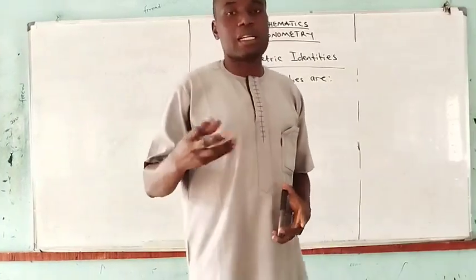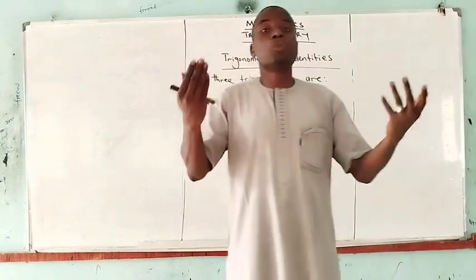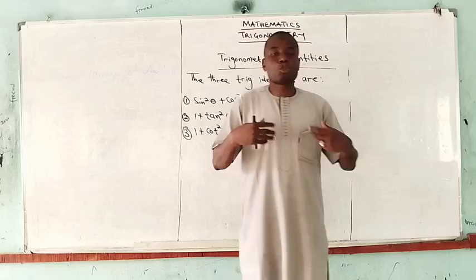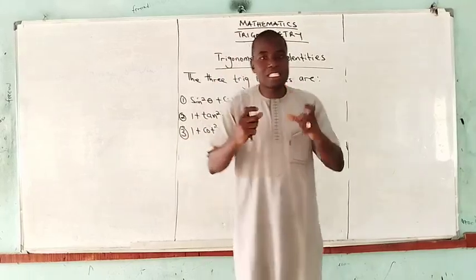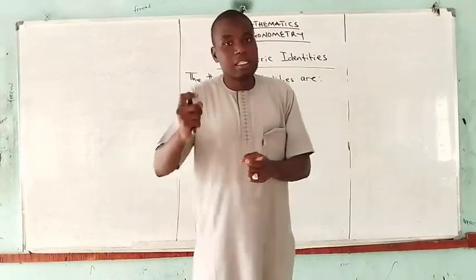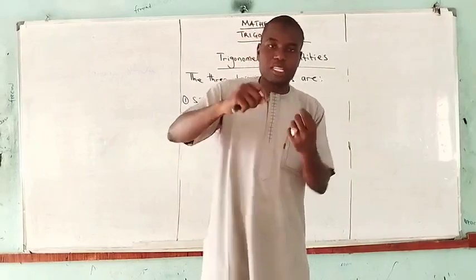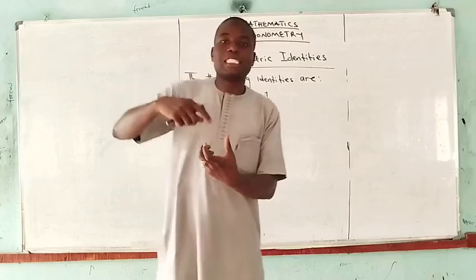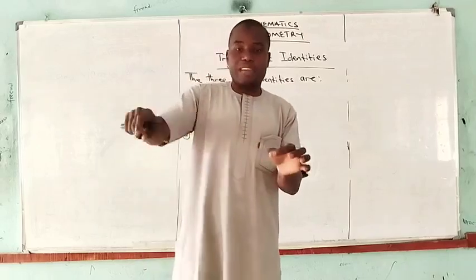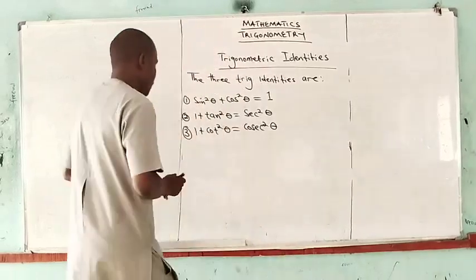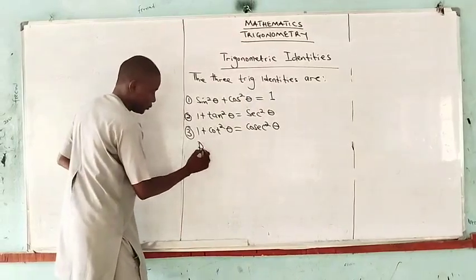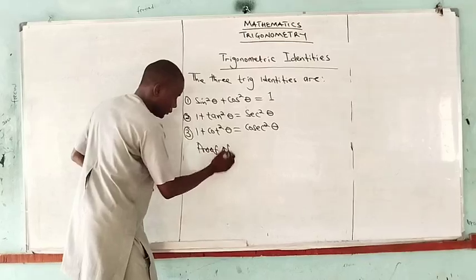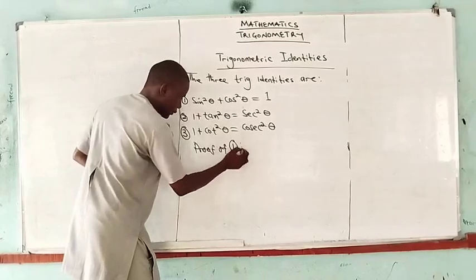So then we need to present proof. Yes, proof. We have to prove it, that is, show our evidences, to confirm that sin square theta plus cos square theta is equal to 1. So we must show the evidences. So we proceed as follows. Proof of one.